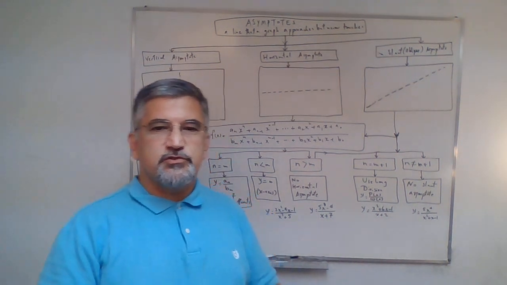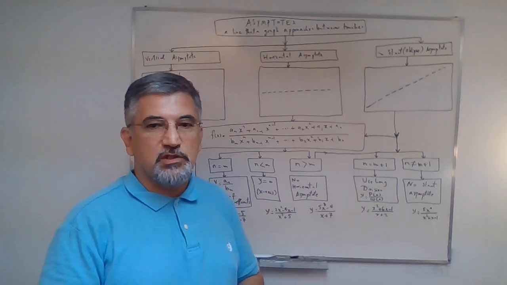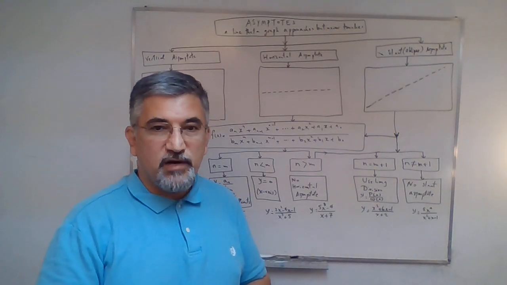Welcome everyone. This lecture is about asymptotes. So we are going to learn about asymptotes and different types of asymptotes in rational functions.